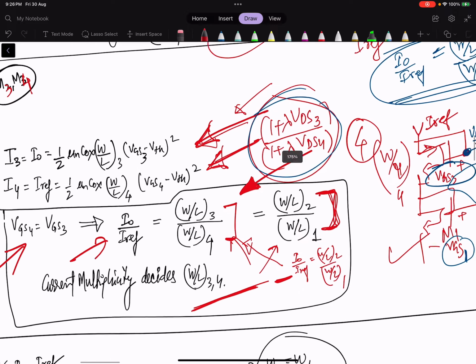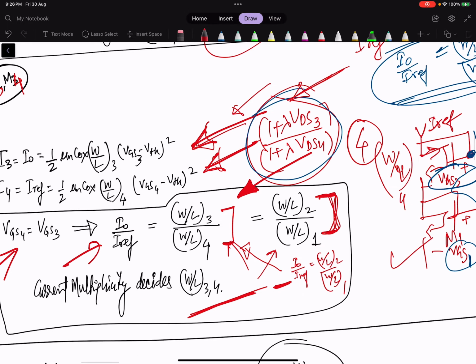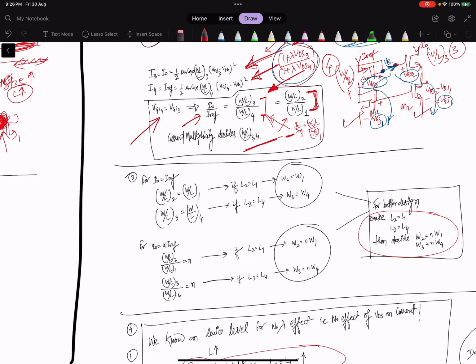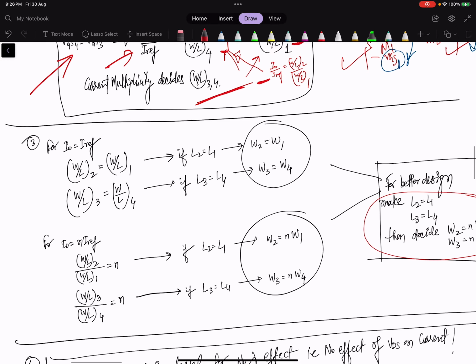Okay, I'll come on this point. Okay, now going further, what is the conclusion? What we see here is, for the same current we need the same aspect ratio between 1 and 2, and if L1 and L2 are the same, meaning these two devices are the same, then W2 is equal to W1 for the same current.